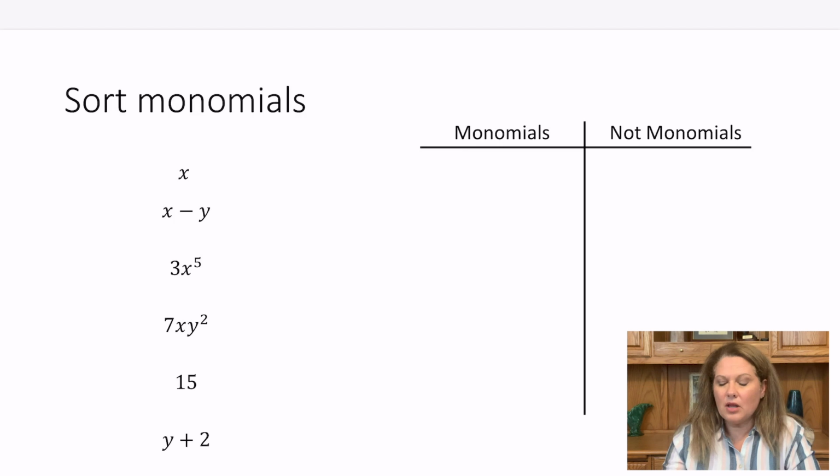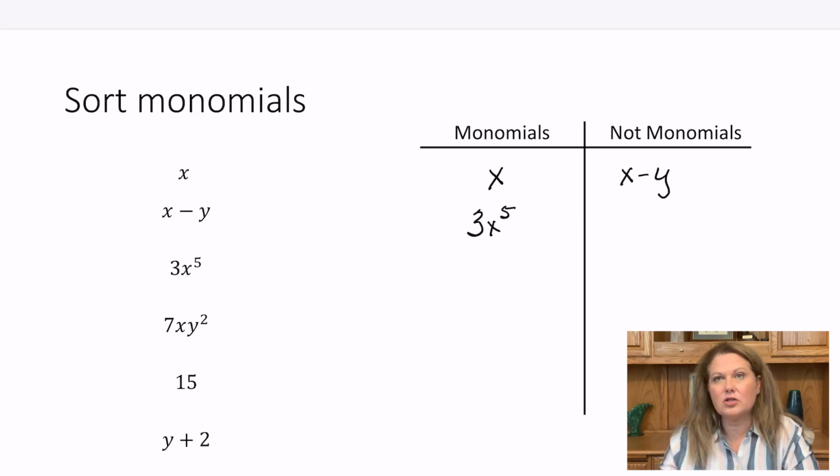So the variable x is a monomial. It's a single term. There's no addition or subtraction involved. The second one, x minus y, is not a monomial. Remember, monomial means expression with one term. Well, x minus y has two terms. The two terms x and y are separated by a subtraction sign. The third, 3x to the 5th, is a monomial. It's a single term, no addition or subtraction to separate the terms.